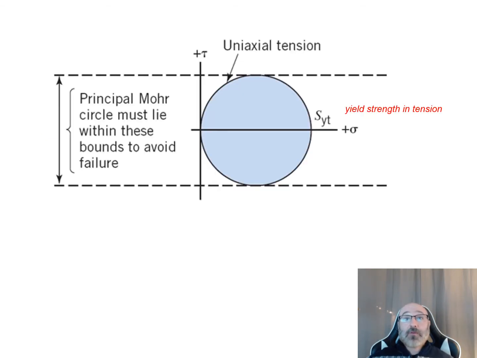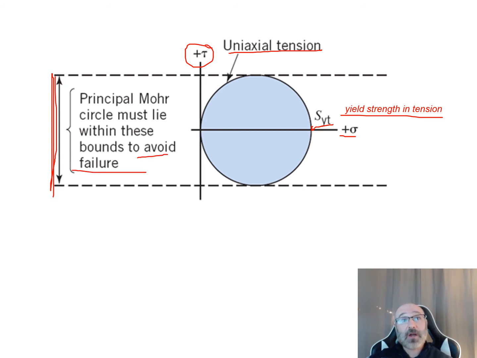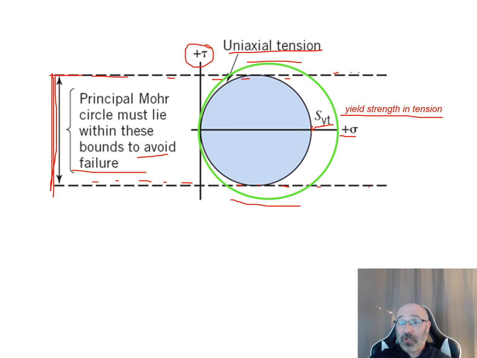So now going back to our graphical representation, what we have in this graph is uniaxial tension. So we're just looking at tension. Our S sub yt is our yield strength in tension, so we can draw that out on our axis. There's our sigma axis, and there's our shear axis. Now this distance going right here, which is the diameter of that circle, is the principal Mohr circle, which must lie within these bounds to avoid failure. So these are the two bounds that our principal Mohr circle must lie within to avoid failure. So let's just take a look. If we have this example, we can see that this does not lie within these bounds, and therefore does not necessarily avoid failure.